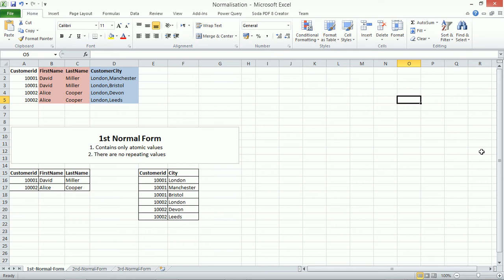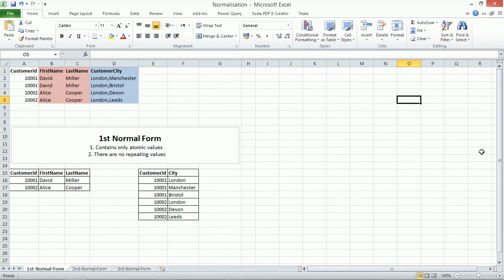So normalization goes from level 1 all the way up to level 5. But as I mentioned in my last lecture, I have not seen any examples where companies have actually gone beyond the third normal form.